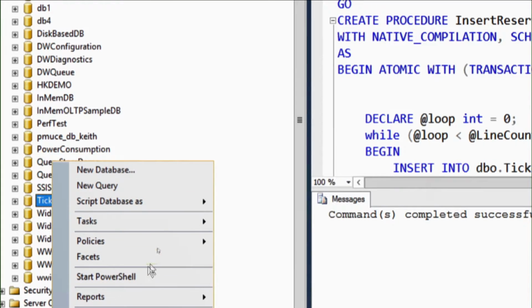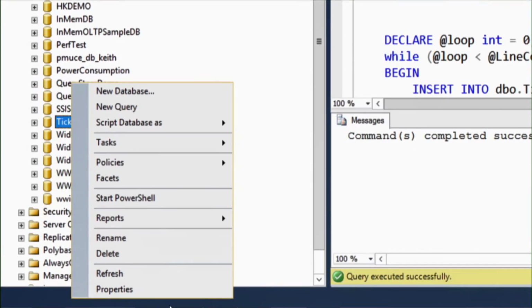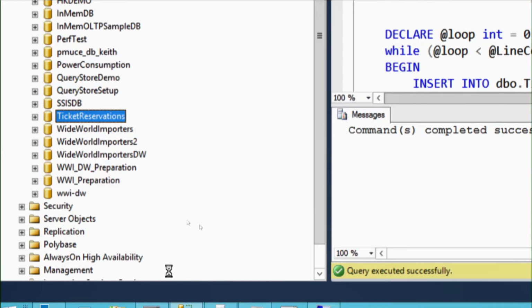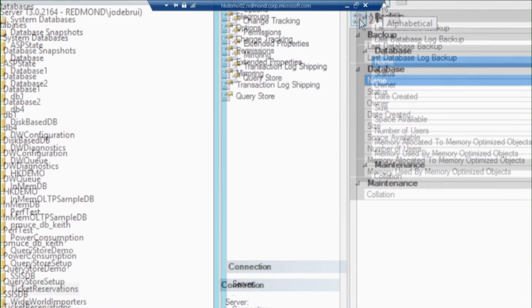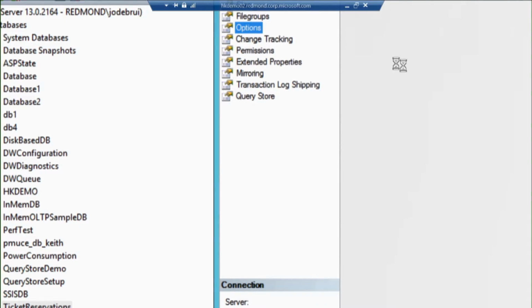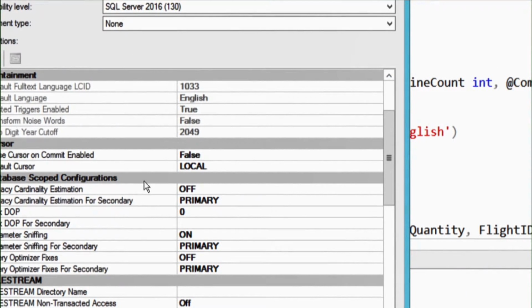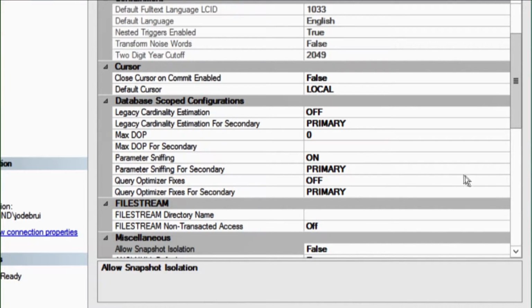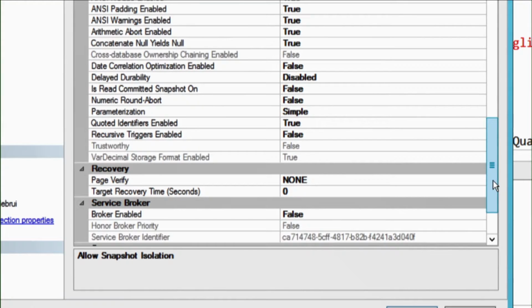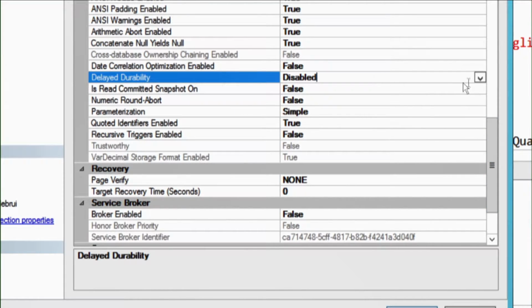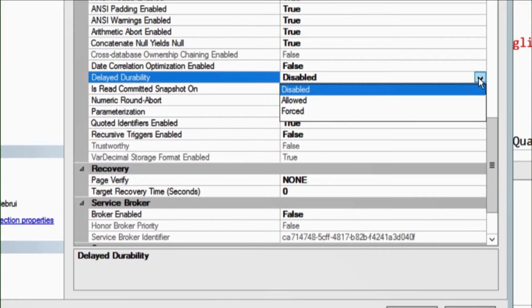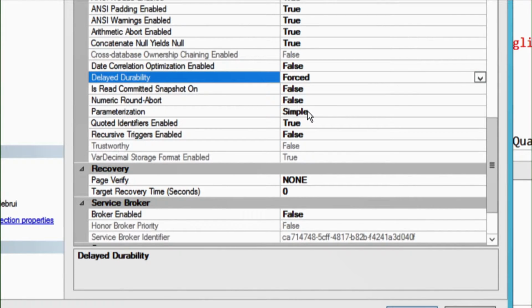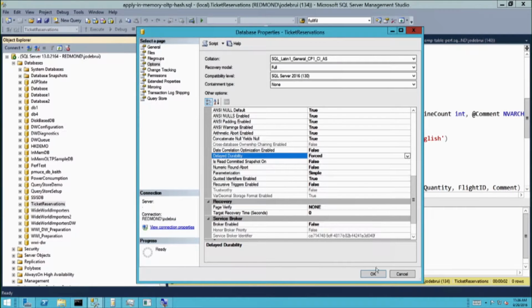As a database option, I will go to the properties of the database, go to the options, and of course you can do this in Transact SQL as well. Let me center this a little bit here. Okay, we scroll down. Whoa. And we have here delayed durability. By default it is disabled, right? Because you don't want people by accident to use delayed durability if you're not asking for it. But in this case, I'm going to set it to forced. Forced means that every transaction is going to be delayed durable.